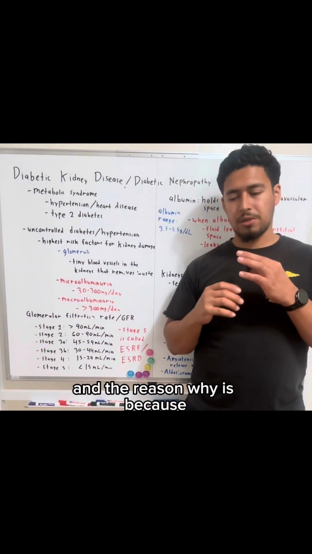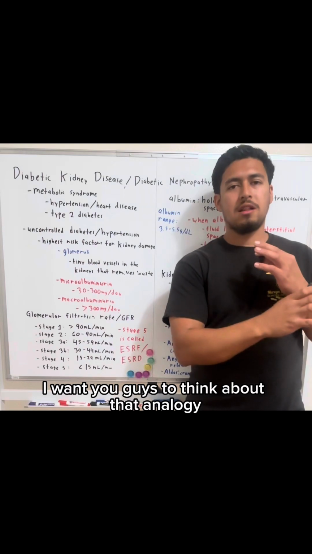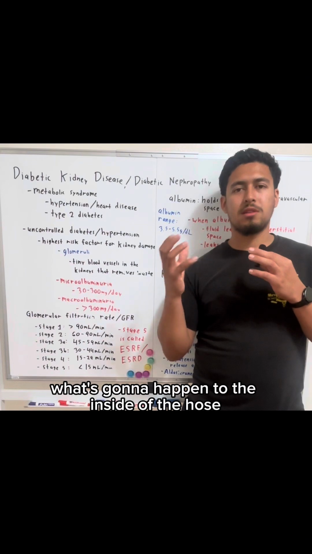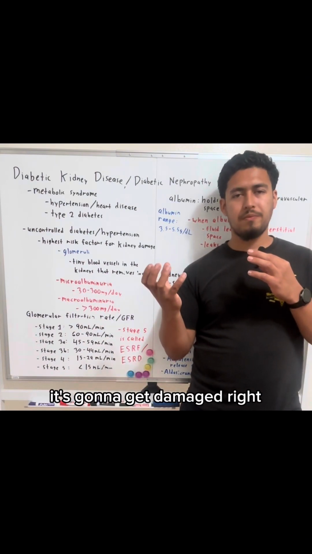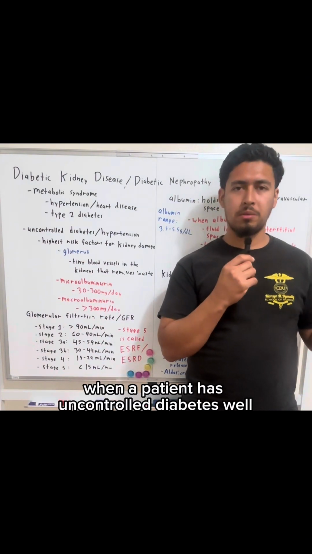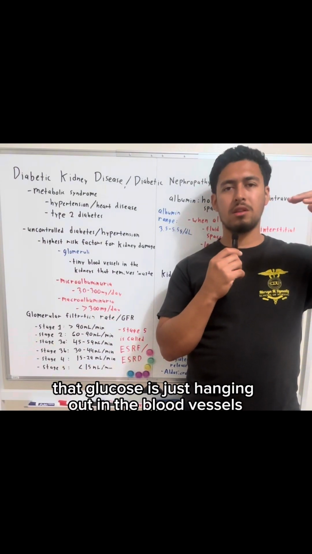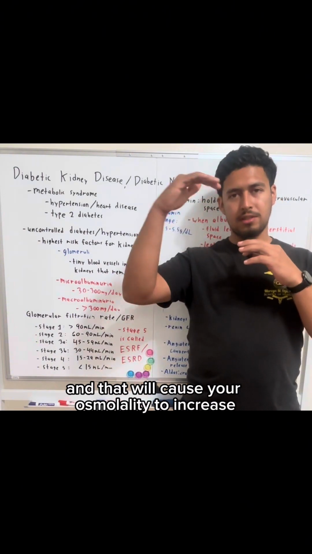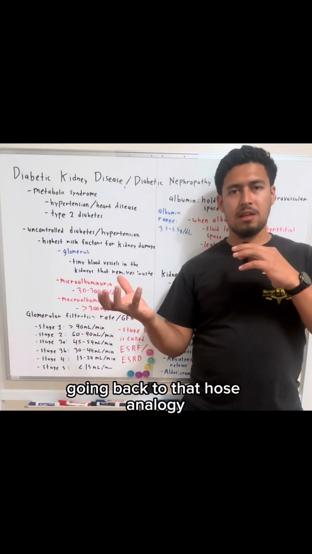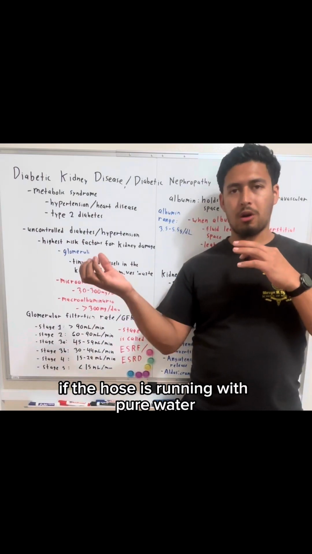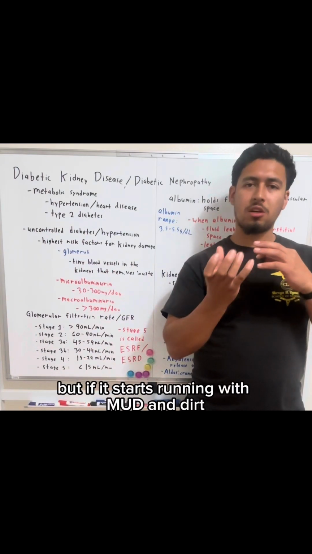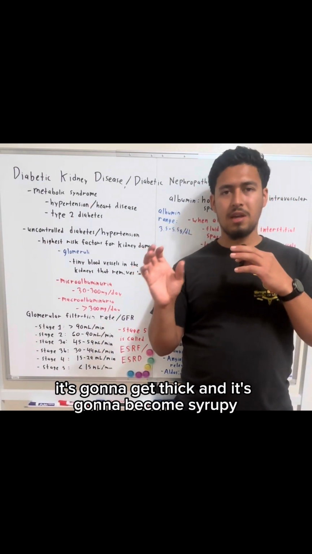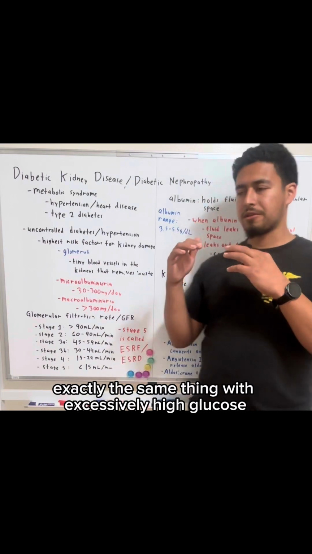And the reason why is because I want you guys to think about that analogy with that hose. If there is a hose that has excessively high pressure, what's going to happen to the inside of the hose? It's going to get damaged, right? Likewise, guys, when a patient has uncontrolled diabetes, well, that glucose is just hanging out in the blood vessels, not going into the cell where it's supposed to, and that'll cause your osmolarity to increase. Going back to that hose analogy, if the hose is running with pure water, it's going to run nice and smooth. But if it starts running with mud and dirt, it's going to start clogging. It's going to get thick and it's going to become syrupy. Exactly the same thing with excessively high glucose.